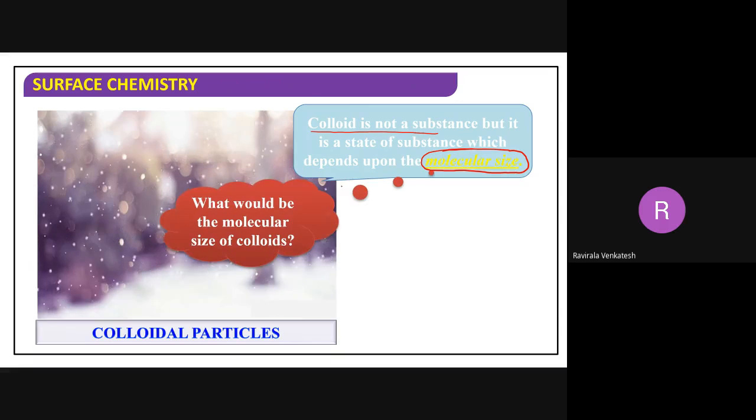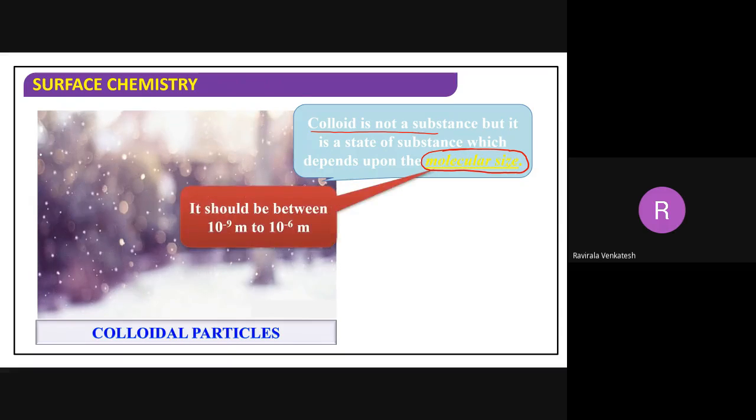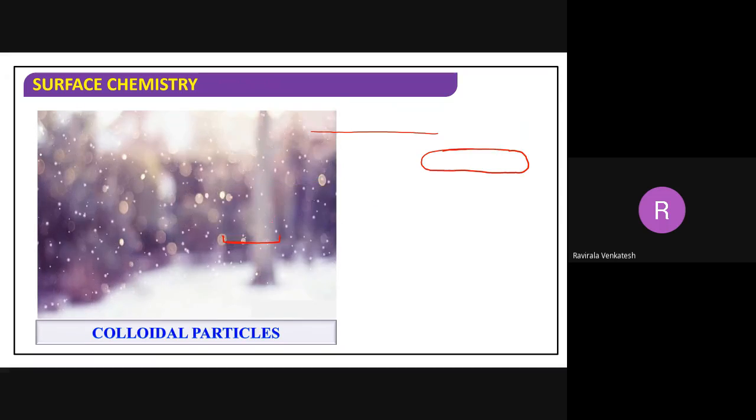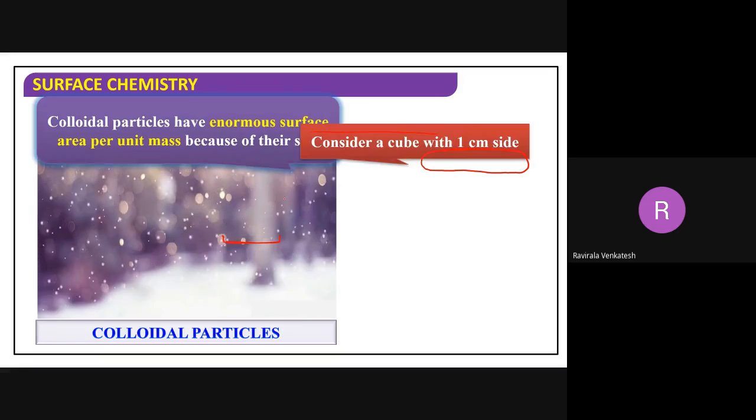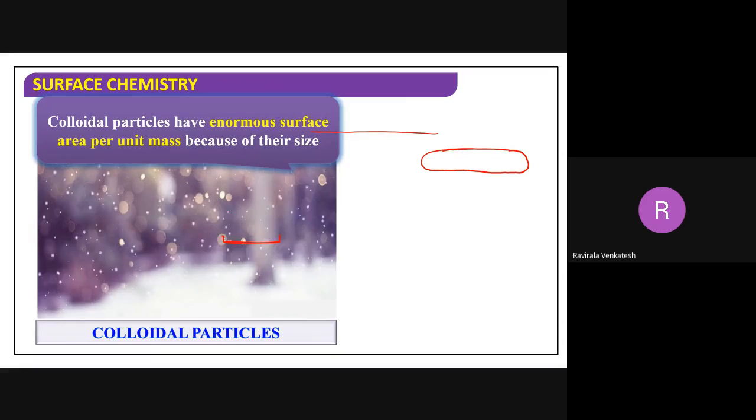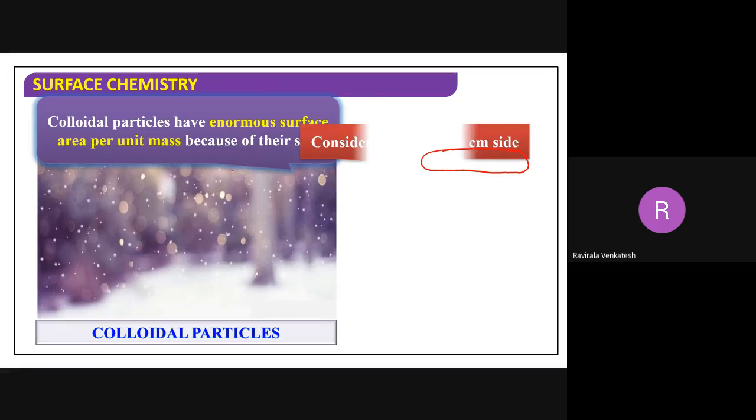Next, what would be the molecular size of colloids? Generally, it is 1 nanometer, that is 10 to the power of minus 9 meter, to 10 to the power of minus 6 meter. This size indicates a colloid particle. Colloidal particles have enormous surface area per unit mass because of their size. Because of their size, they have a large surface area per unit mass.